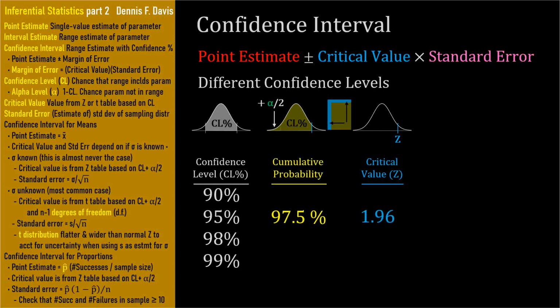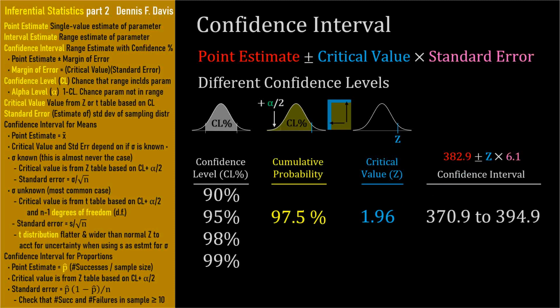from video 1. Here's the confidence interval and the formula, red plus or minus blue number of pinks, which is x bar plus or minus critical value times standard error. When we plugged in the numbers a few minutes ago, we got this interval, 370.9 to 394.9 minutes. Now let's quickly do the other confidence levels.